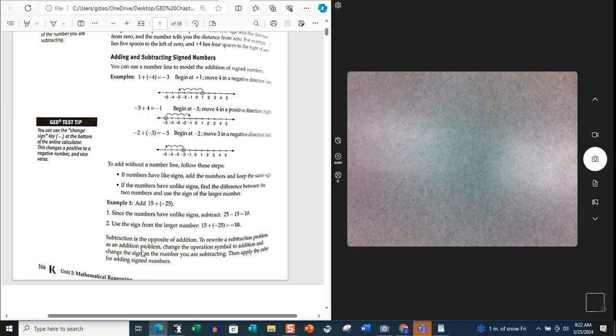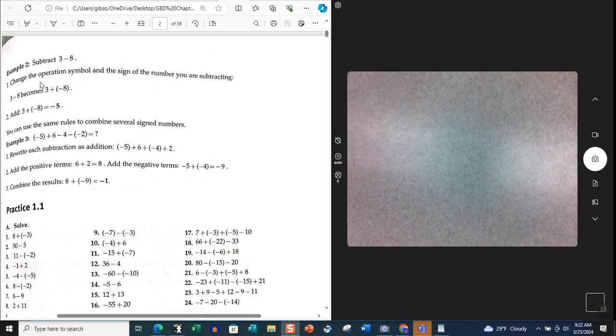To rewrite a subtraction problem as an addition problem, change the operation symbol to addition, and change the sign of the number you are subtracting. Then apply the rules for adding signed numbers. Now we move on to the next page.